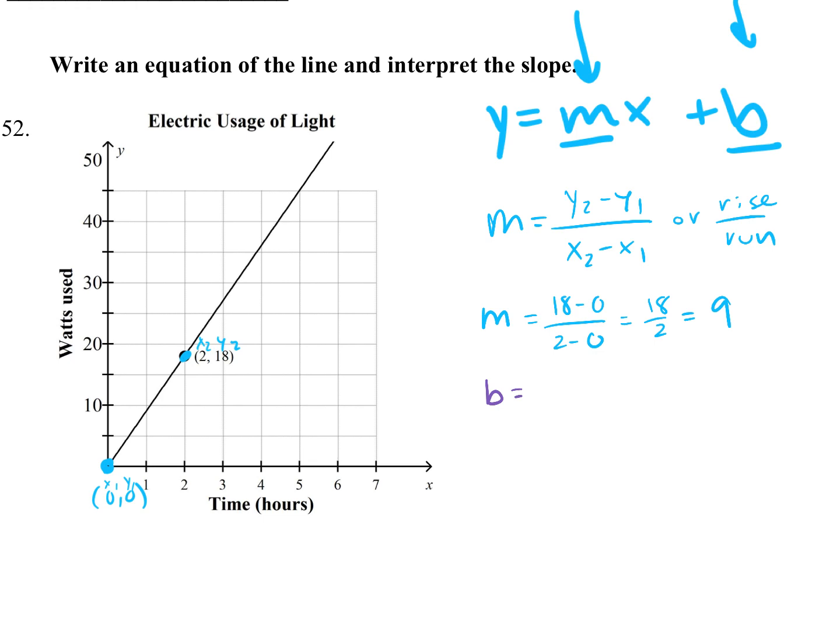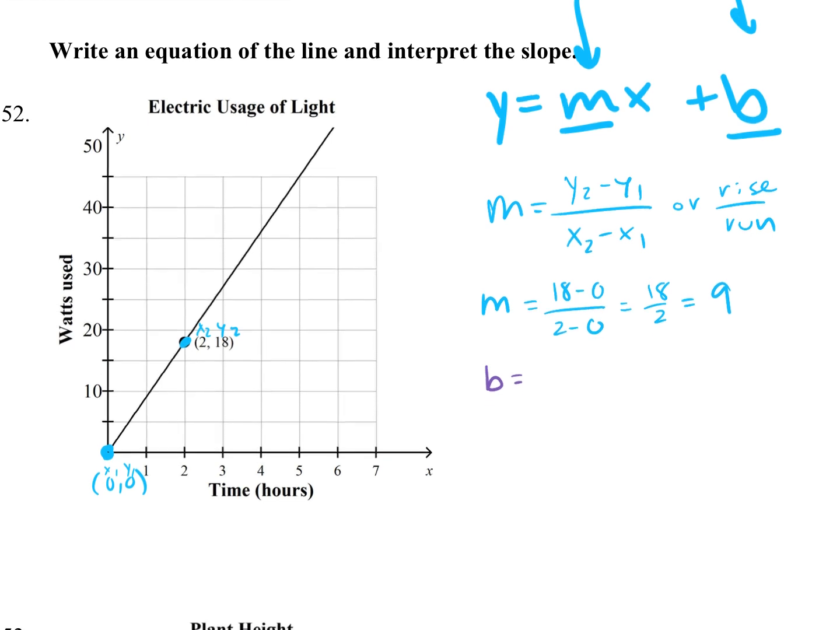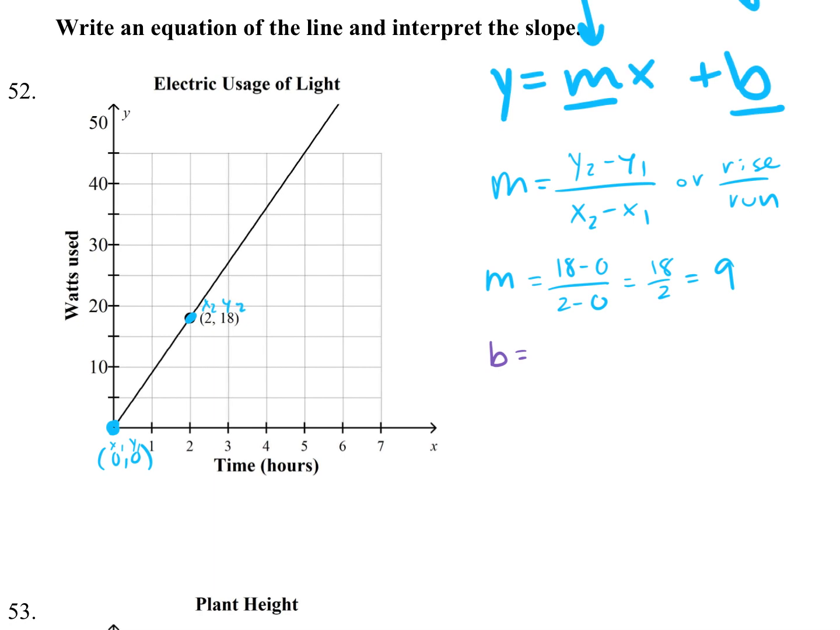What is my b? What's my y-intercept? Where does my graph cross the y-axis? 0, right here. So my b would be 0. So my equation of a line would be y equals m, which is 9, x plus 0. Do I put the plus 0? Nope. So it'd just be y is equal to 9x.